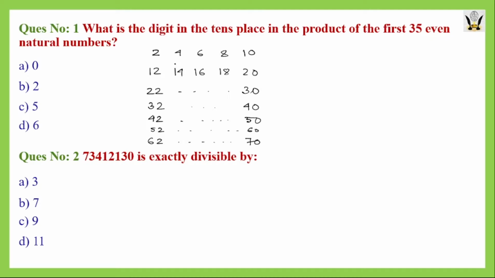Now the first 5 even natural numbers that we have in the first row, if we multiply them, then the product will be 3840. And now if we multiply the next 5 even natural numbers from 12 to 20, then the product of that multiplication will be 967680. So what we can notice here is in the first multiplication result at units place we have 0, and in the second multiplication result at units place we have again 0.